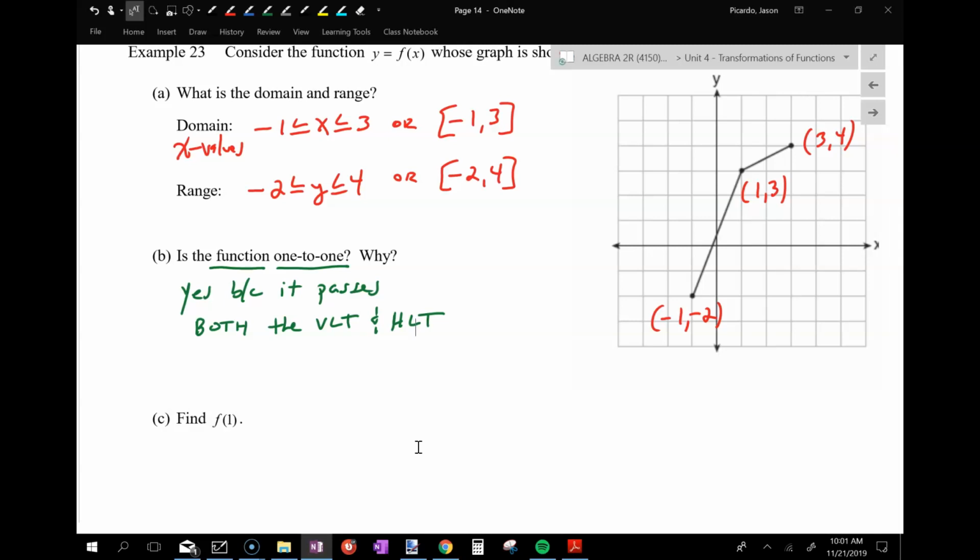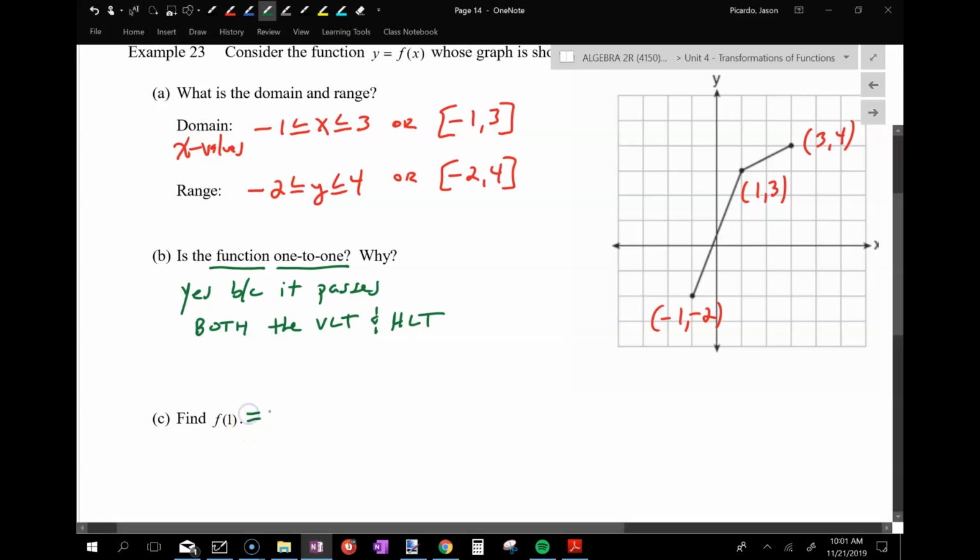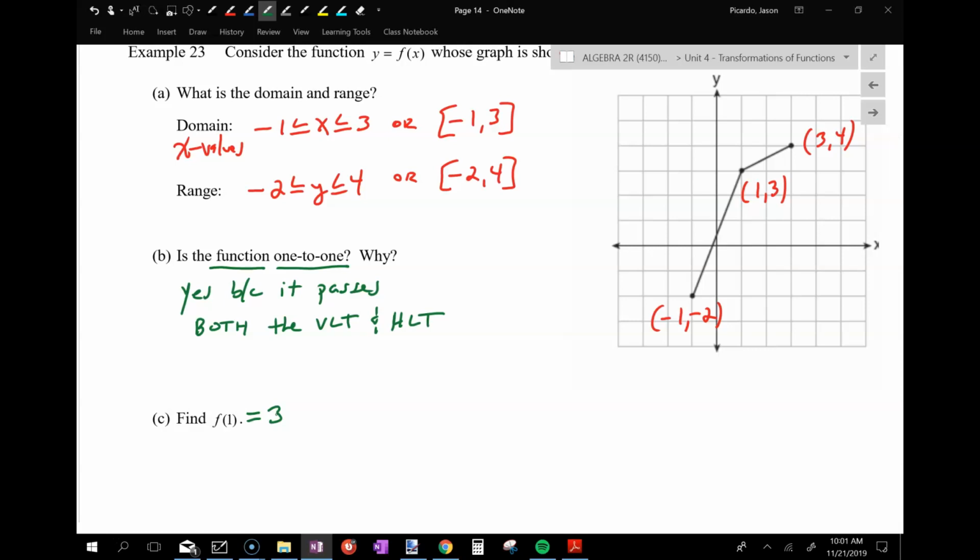Find f of 1. Yeah, f of 1 equals 3. Right? That means where is my function at when x equals 1, right?